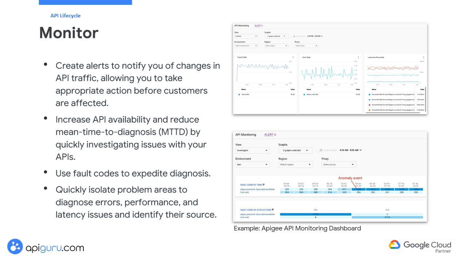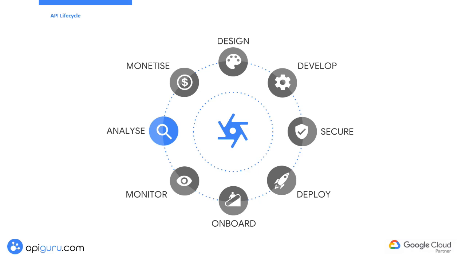Monitoring tools such as AppDynamics offer comprehensive solutions for tracking performance metrics, including response times and error rates. API management platforms often include built-in monitoring features. For example, APG provides analytics and monitoring capabilities to help you track API usage and performance. Following monitoring, you move into the analysis phase.